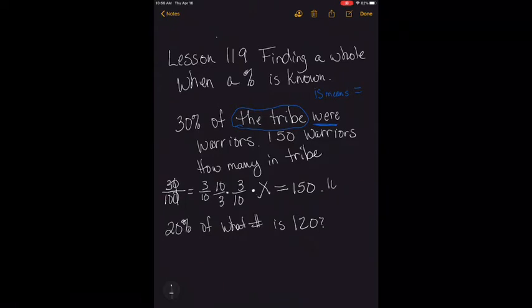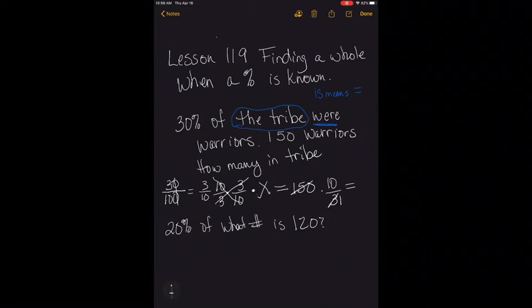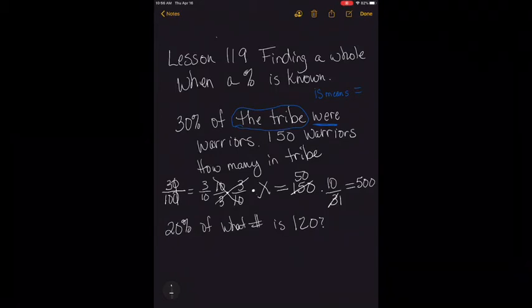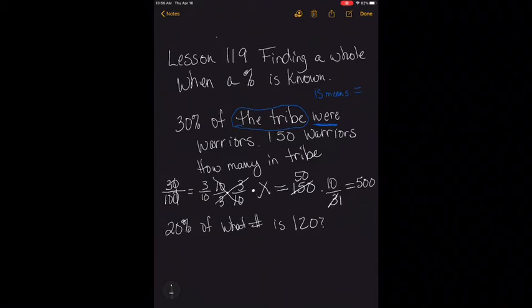We multiply by the reciprocal, 10 over 3. Okay, those cross out, and we're just left with x. All right, and that equals, well, let's cross cancel here. The 3 becomes a 1, and 150 becomes 50. 50 times 10 is 500. All right, so there were 500.